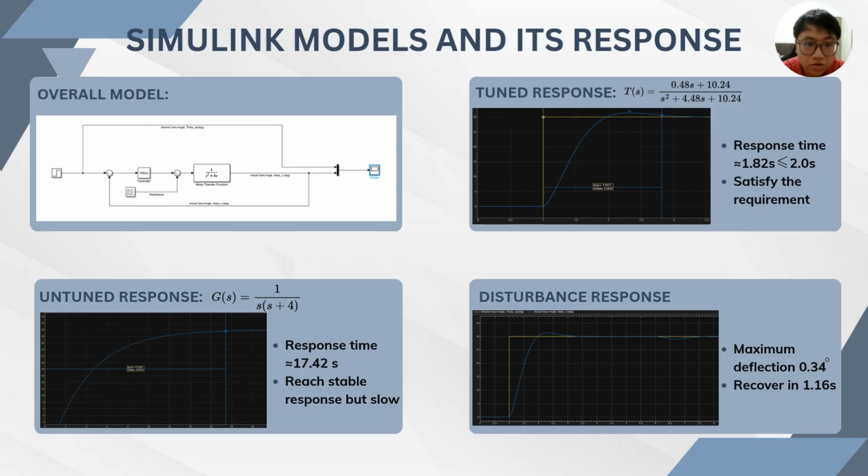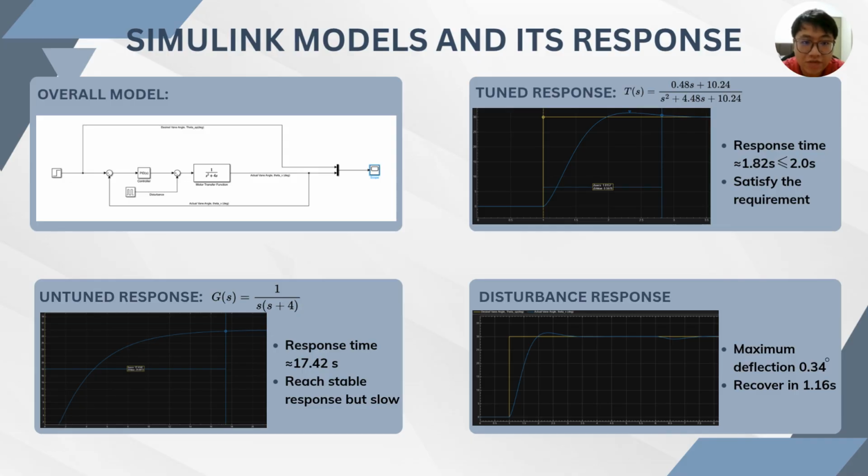I will now continue by presenting the simulation model and its response. In the overall closed-loop model, the desired vane angle is compared with the actual angle. The resulting error is sent to the PD controller, which drives the simplified plant G(s) equals 1 over s multiplied by s plus 4. This simplified plant combines the dominant effects of the servo, gearbox, linkage, inertia, and vane load. It makes controller analysis and tuning more manageable.